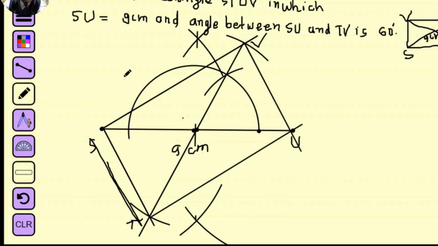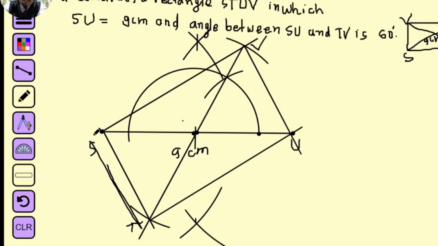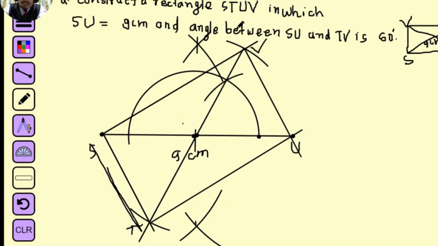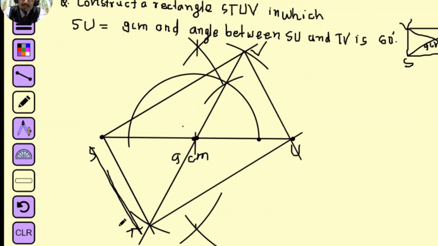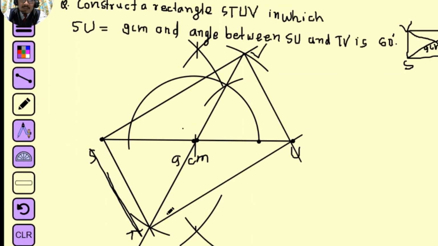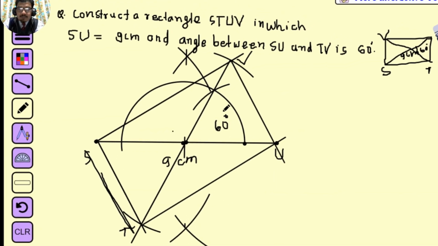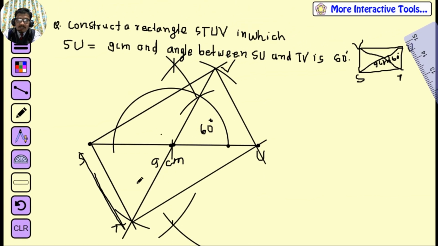Then we got here, look, STUV is the required rectangle. This is S and this is T and this is U and V. STUV is the required rectangle, and the angle between the diagonals is given, this is 60 degree. Like this we have to construct this type of rectangle. I hope you understood it.